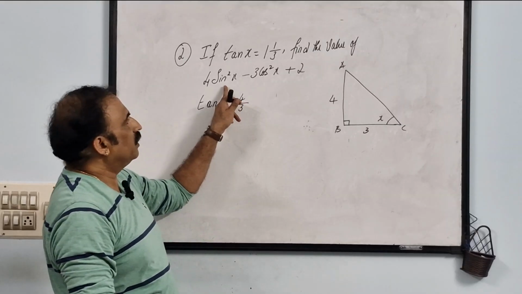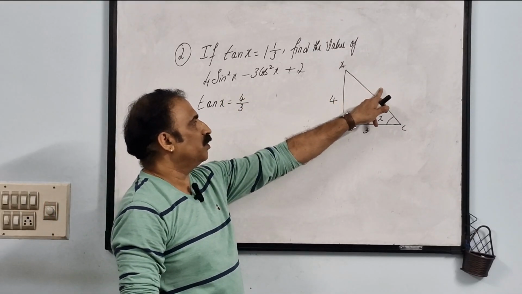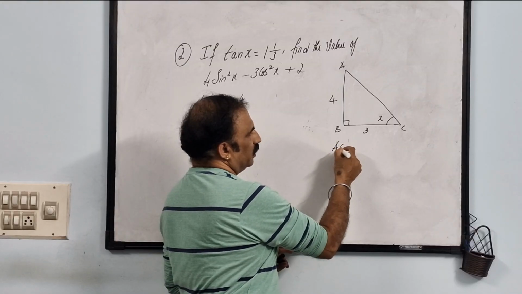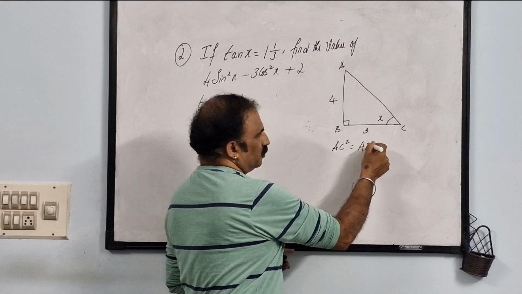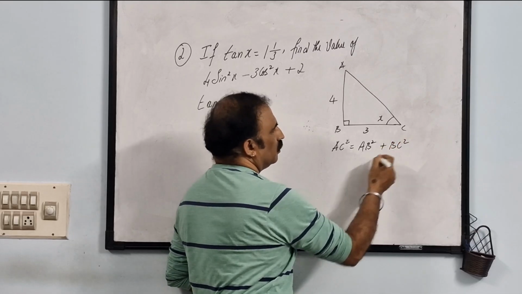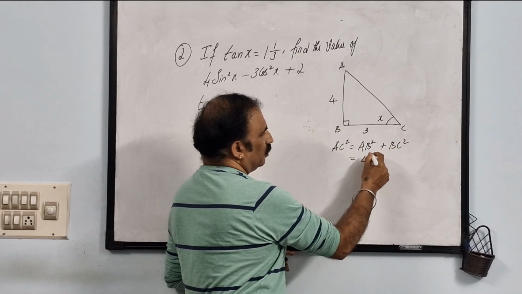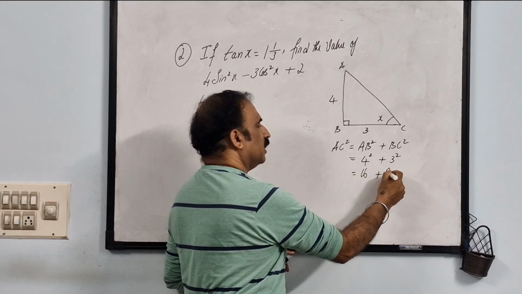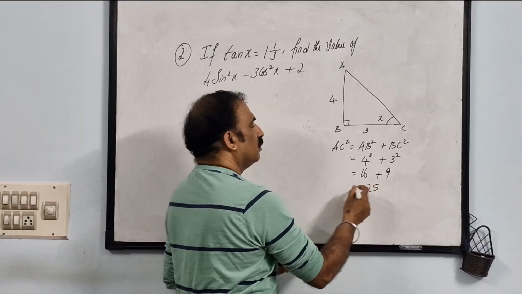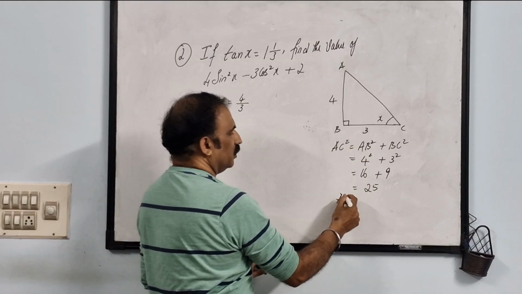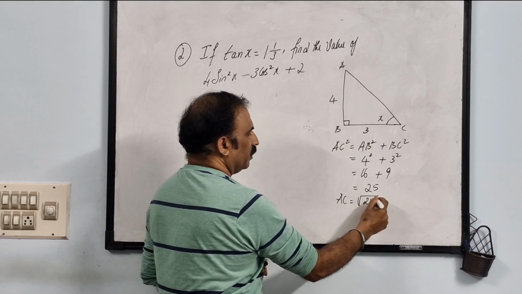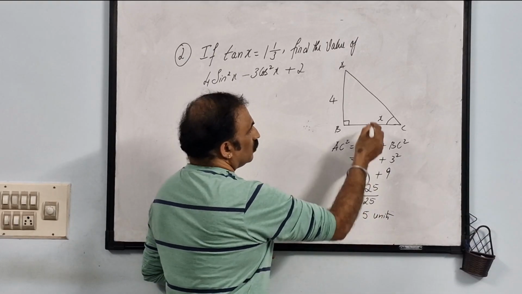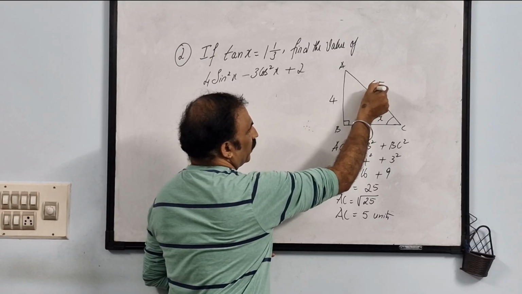Now if I want the sine value and cos value, I have to know the hypotenuse. So we go into Pythagoras theorem. Pythagoras theorem says that AC square is equal to AB square plus BC square, which is 4 square plus 3 square. 4 square is 16, 3 square is 9, 16 plus 9 is 25. Shift that square root to that side. So AC is going to be equal to root 25, so AC is going to be equal to 5 units. So we take the hypotenuse value as 5.